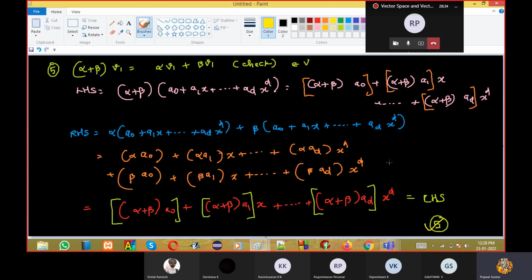This also belongs to the vector space because everything is real. So I can say this also belongs to the vector space. Any doubt? This is a presentation I'm showing for the examination. You have to show LHS equal to RHS for the fifth property.